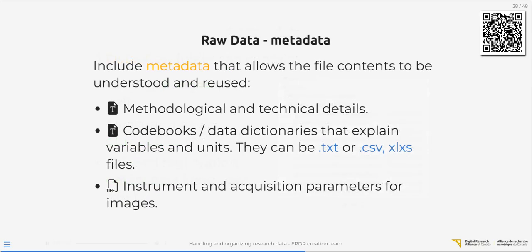In addition to storing your raw data, it's essential to include metadata that allows others, and your future self, to understand and reuse the files properly. You should include methodological and technical details that describe how the data was generated. Also, provide codebooks or data dictionaries that explain the variables, units, and structure of your datasets. These can be shared as simple .txt files or in spreadsheet formats like .csv. And finally, for images, remember that saving and sharing the instrument settings and acquisition parameters is critical for correct interpretation.